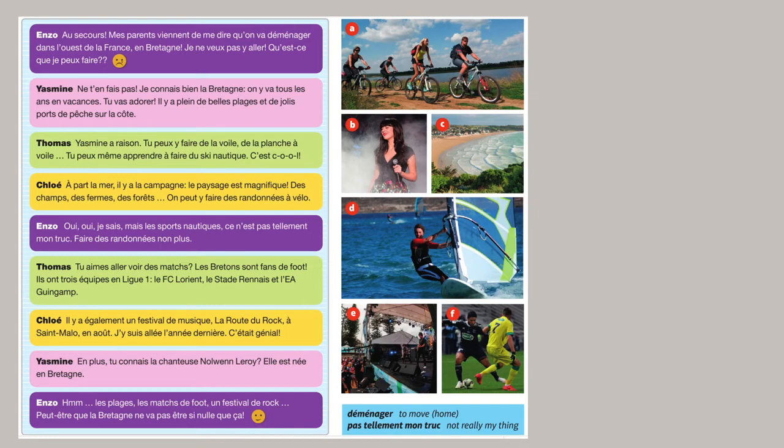And lastly, Yasmine. En plus, tu connais la chanteuse Nolwenn Leroy. Elle est née en Bretagne. So, en plus, what is more, also, tu connais la chanteuse. Do you know the singer Nolwenn Leroy? Elle est née en Bretagne. She was born in Brittany.